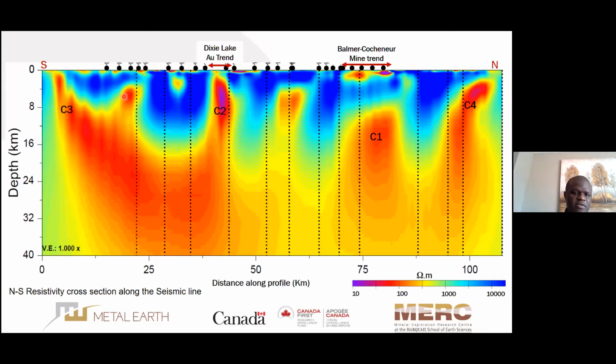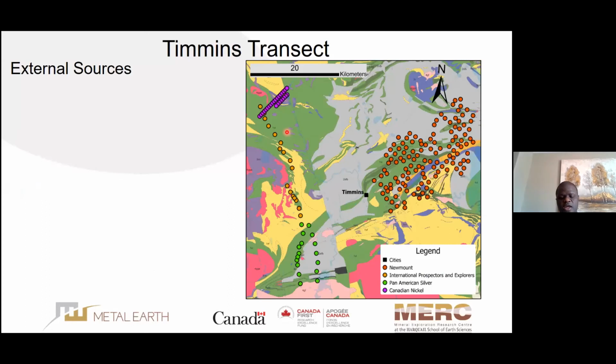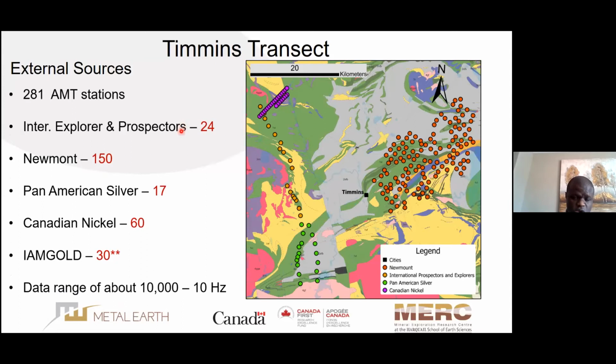There are other fingers all around that we're still going to look into to see what they really represent. They all have common features, and these represent the general Superior Province interpretation in terms of resistive upper crust and the conductive mid to lower crust generally. Now, going to Timmins, a bunch of companies came together to collect about 281 AMT data sets in and around Timmins, collected concurrently with our own MT. And we have access to all these sites, but we're not doing anything with them as of yet.